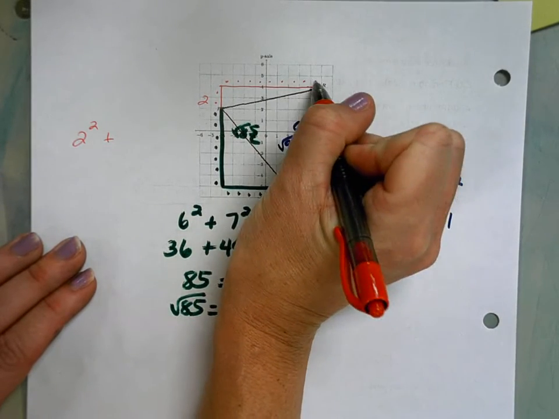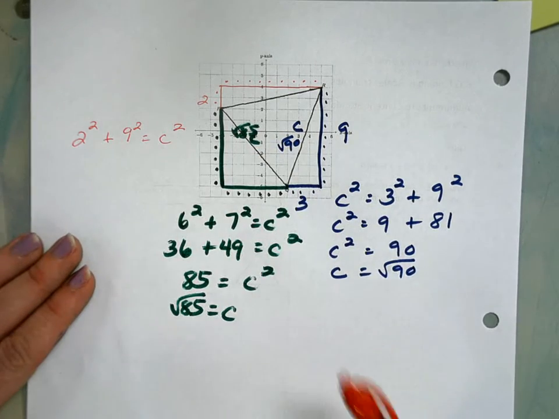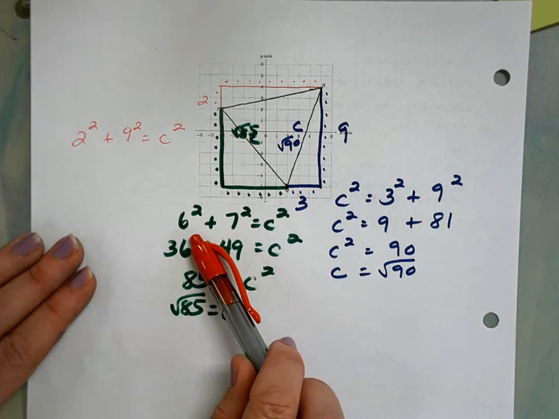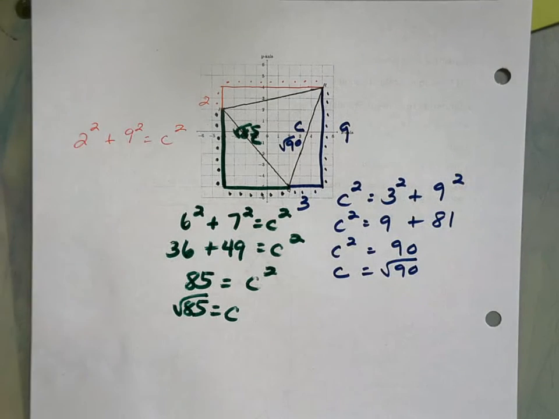6, 7, 8, 9. And at this point, sometimes students panic because they say, well, this was legs 3 and 9, and this was legs 6 and 7, and this has legs 2 and 9. None of the legs are the same, so the hypotenuse must not be the same. Well, let's actually find the hypotenuse before we make that generalization.